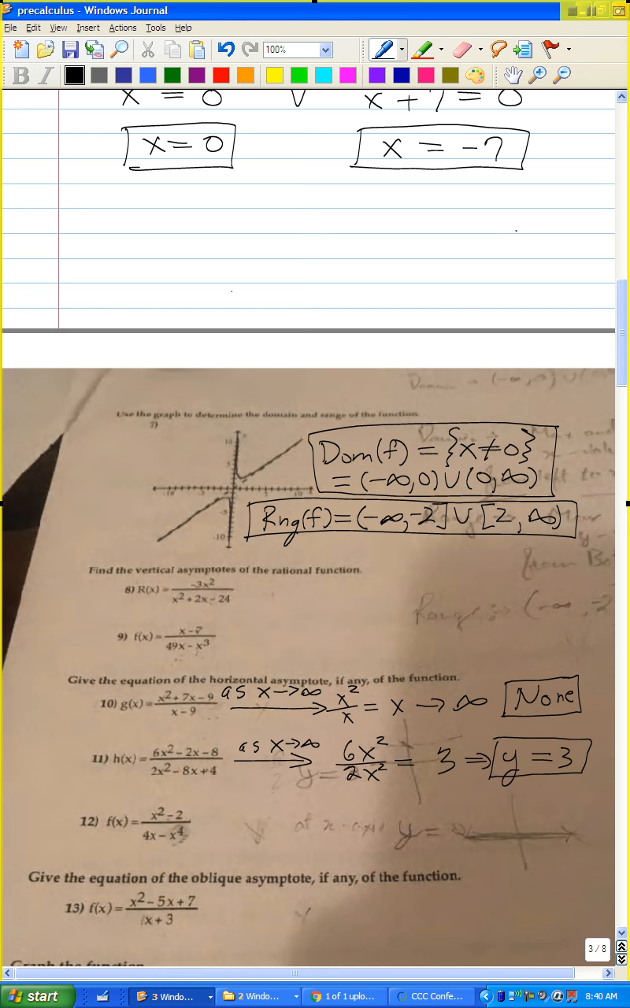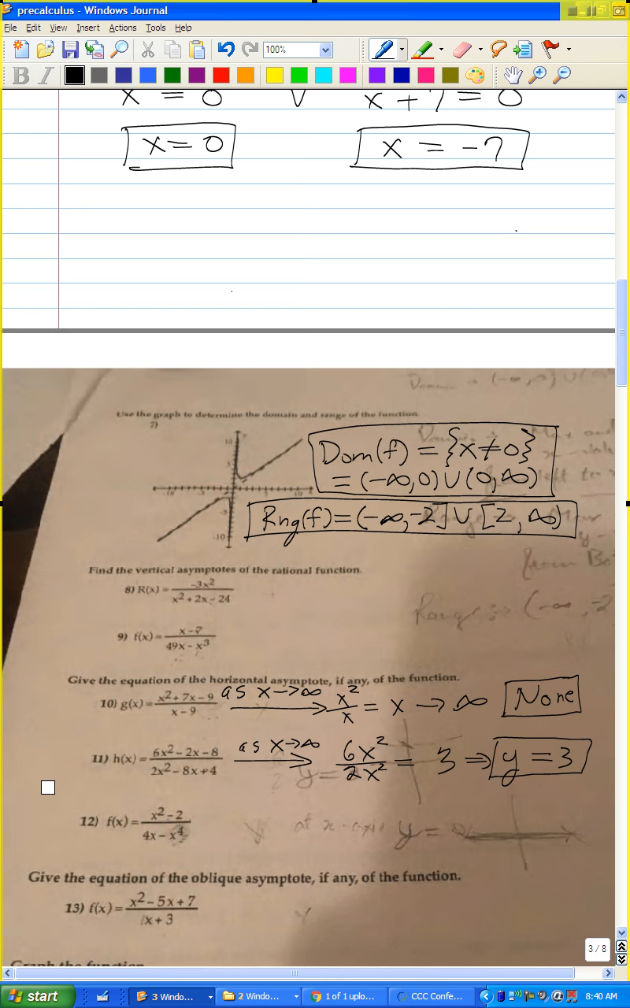So if you look at just the ratio of the leading order terms and let that go off to infinity, that will tell you if you have a horizontal asymptote or not. And if that ratio is a constant, then that's your horizontal asymptote.